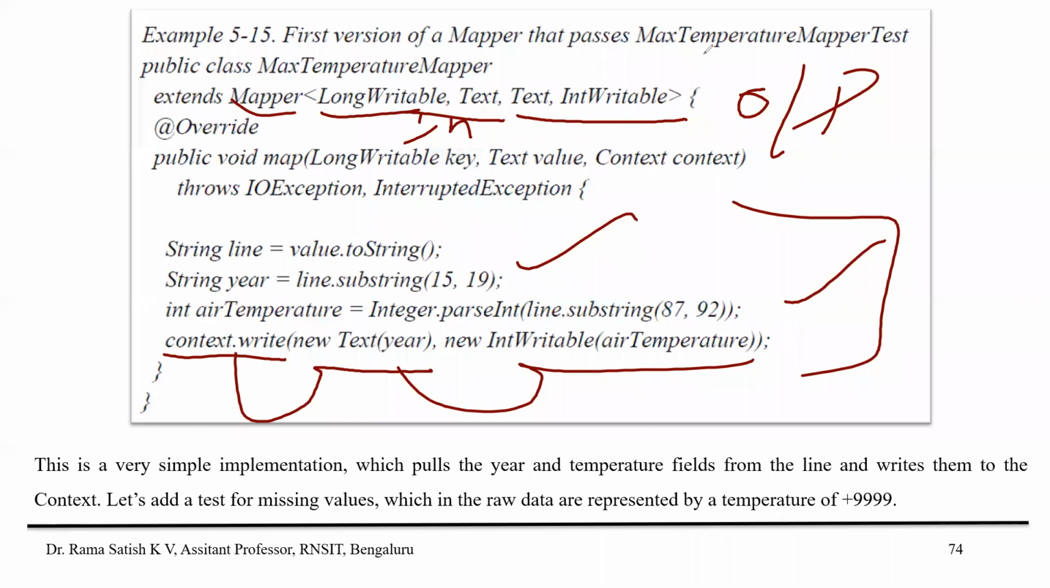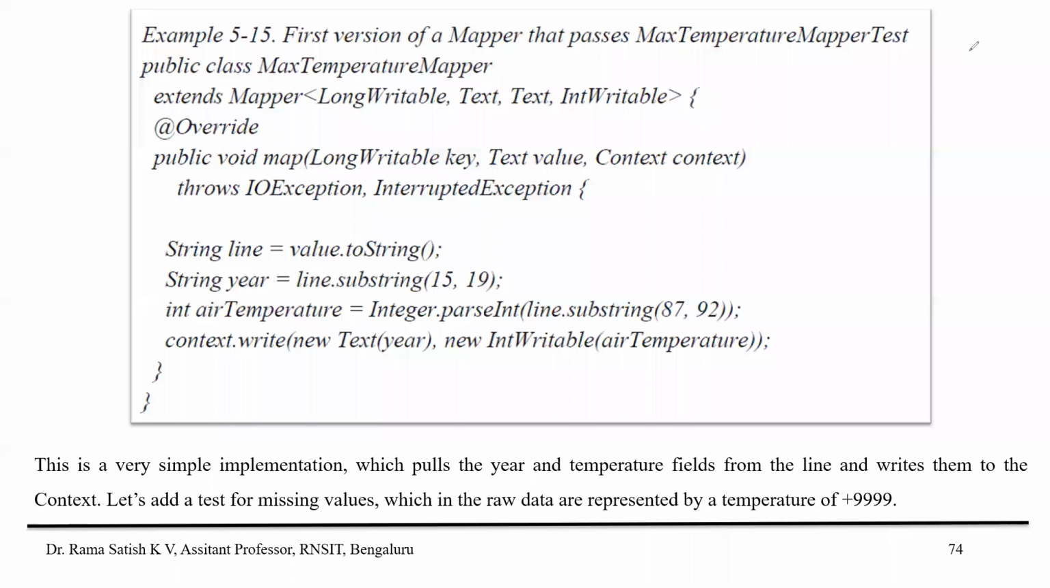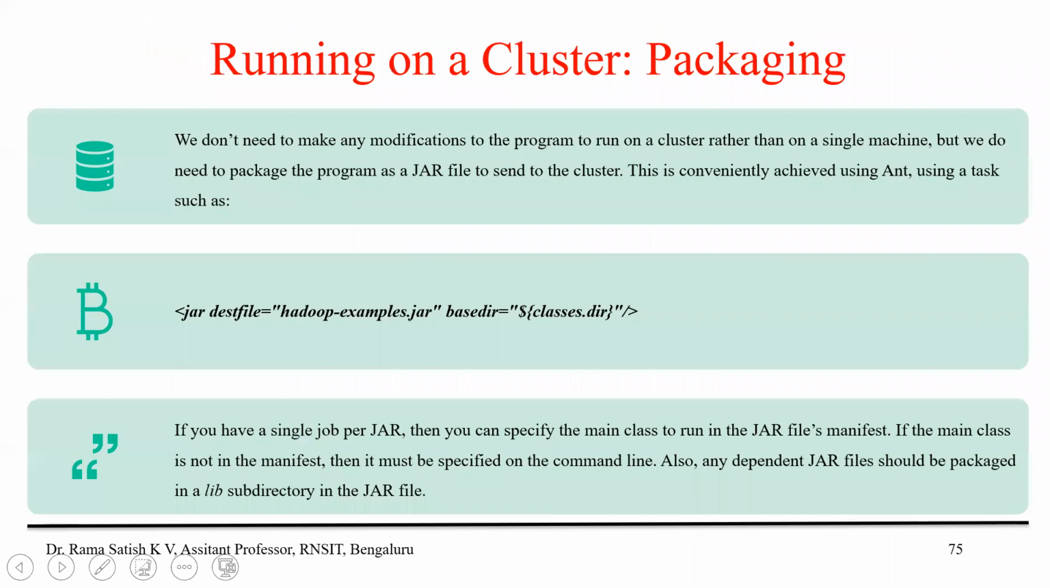And of course, the missing values in the raw data are represented by 9999, which I think we have already seen. Normally we write 9999 just to indicate it is infinity. If you want to run it on multiple systems, on a cluster-based system, we don't need to make any modification to the program to run on a cluster.